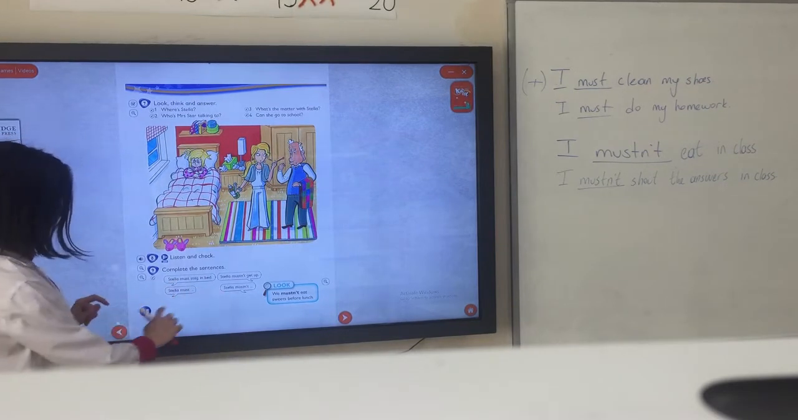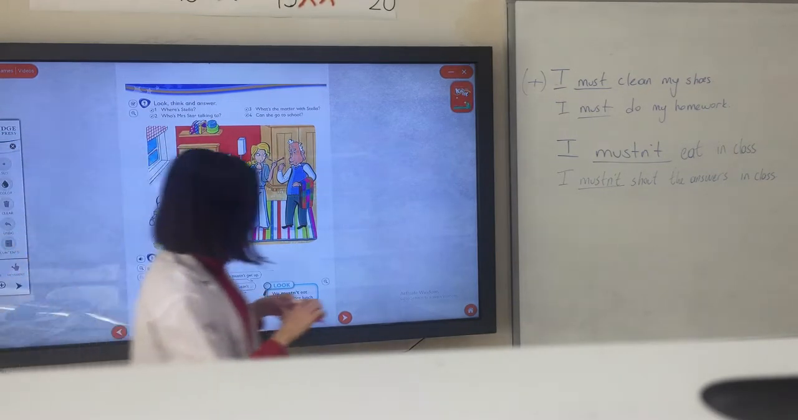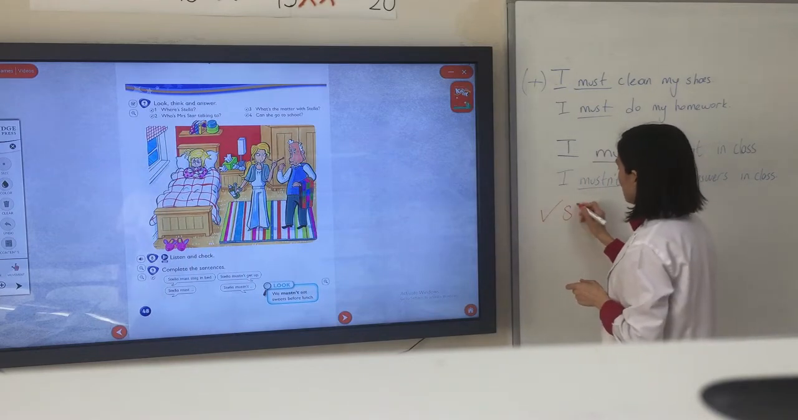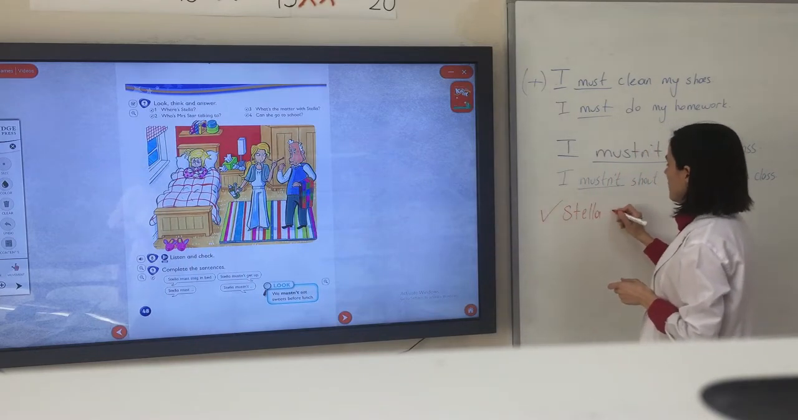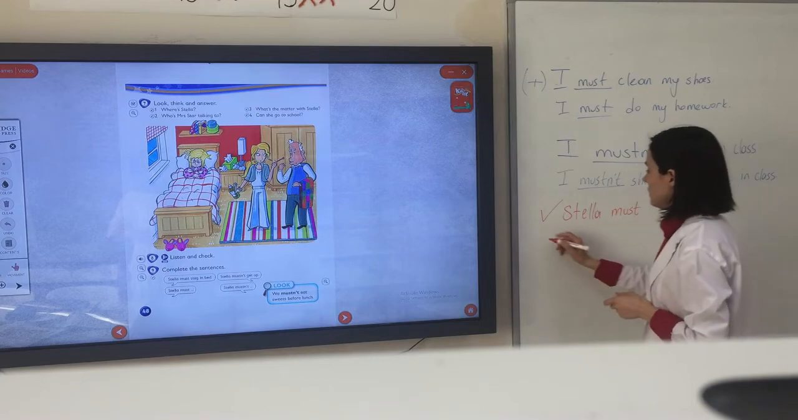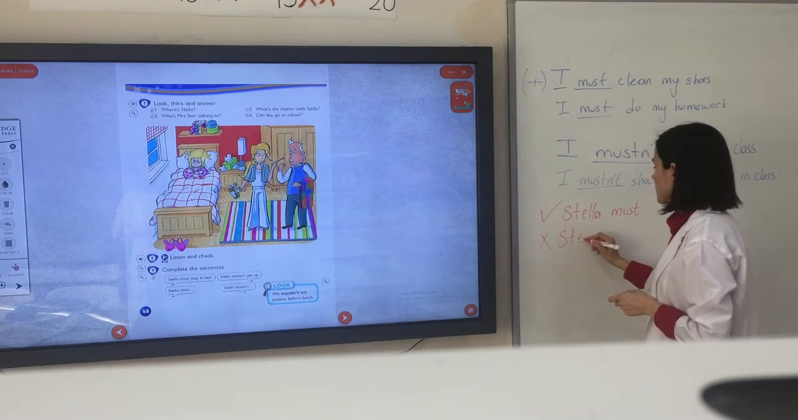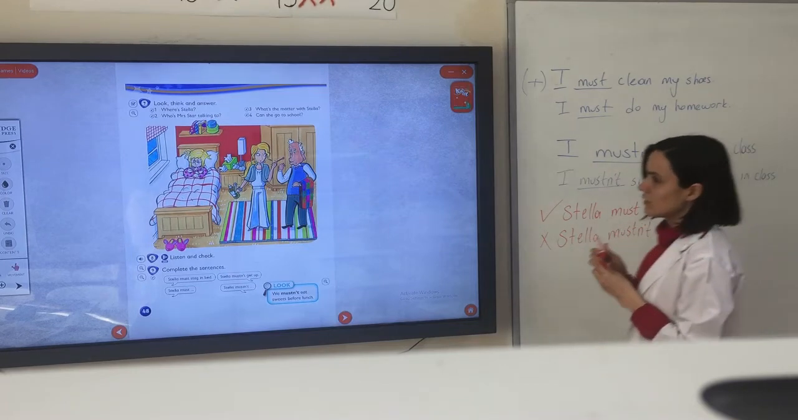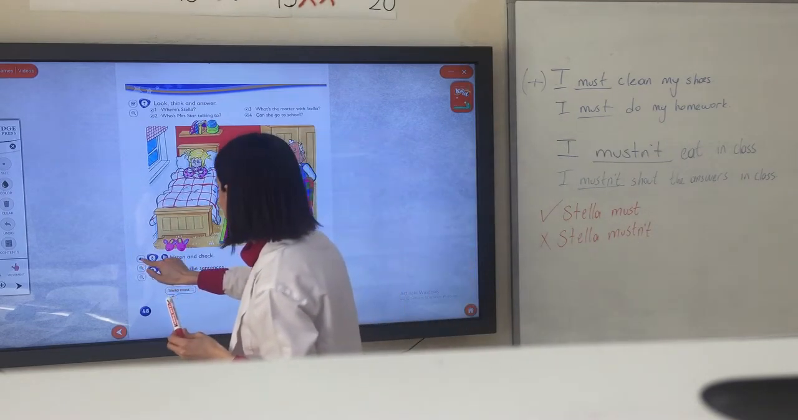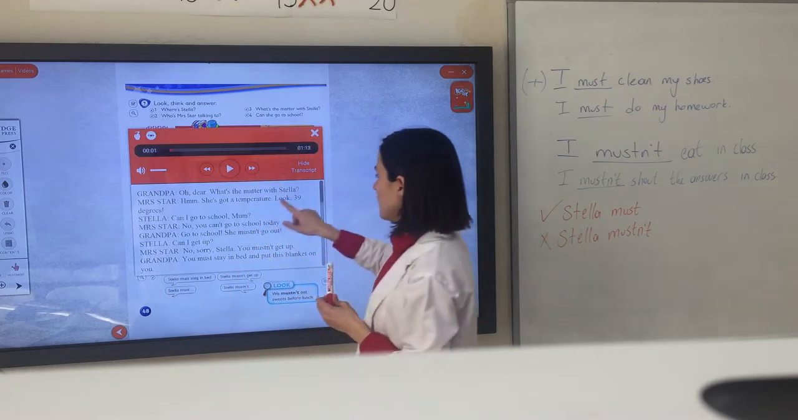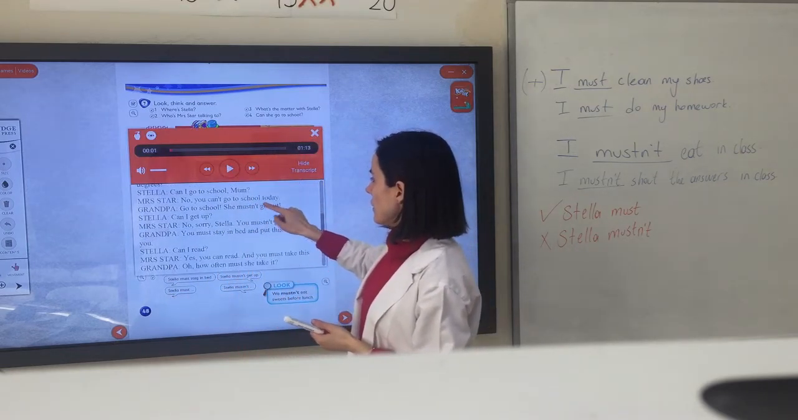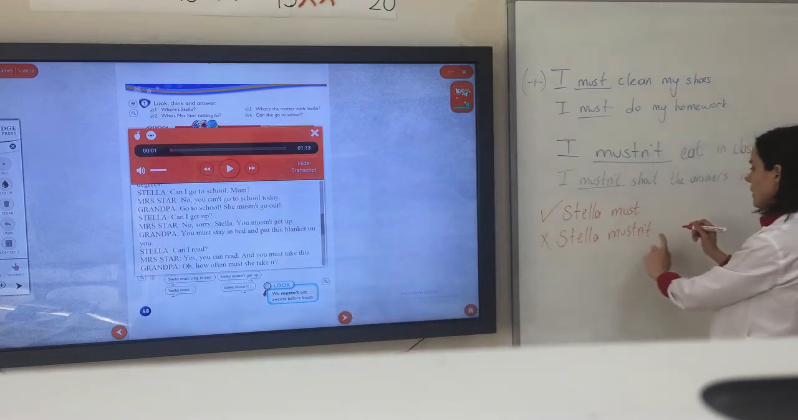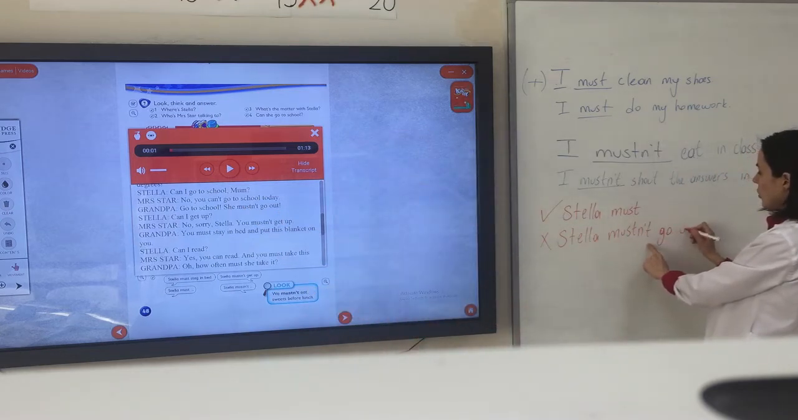Did you find the answer? Stella must and Stella mustn't. And we can write firstly, Stella must. And the next one is Stella mustn't. We can look at the text, pupils. And the first one is in here, she mustn't go out. We can write here, Stella mustn't go out.